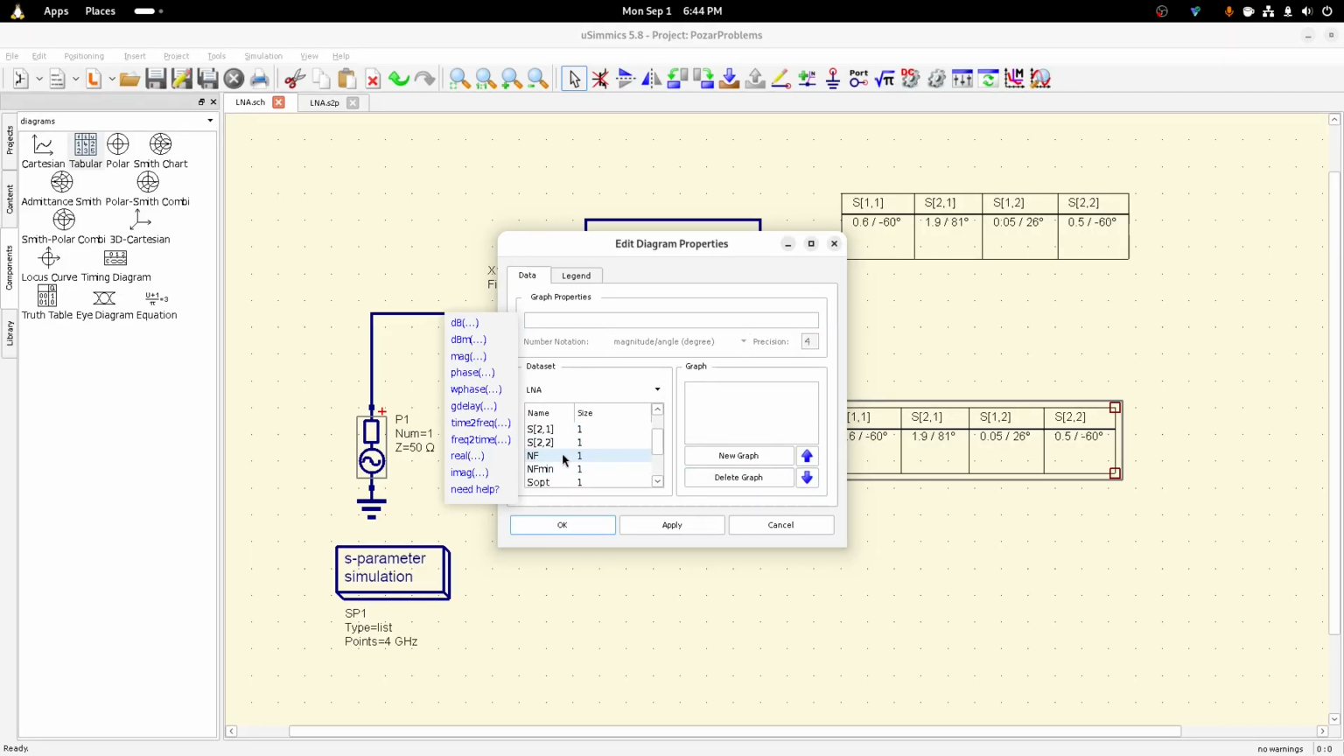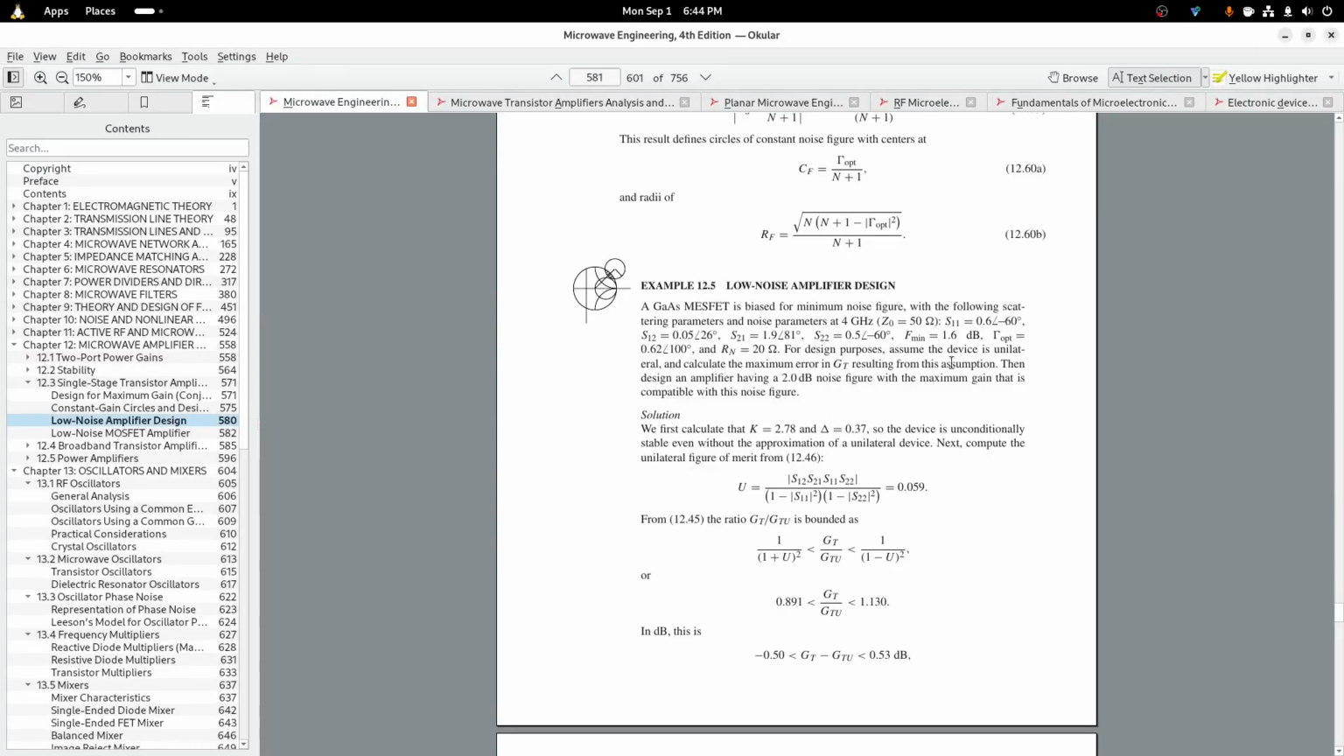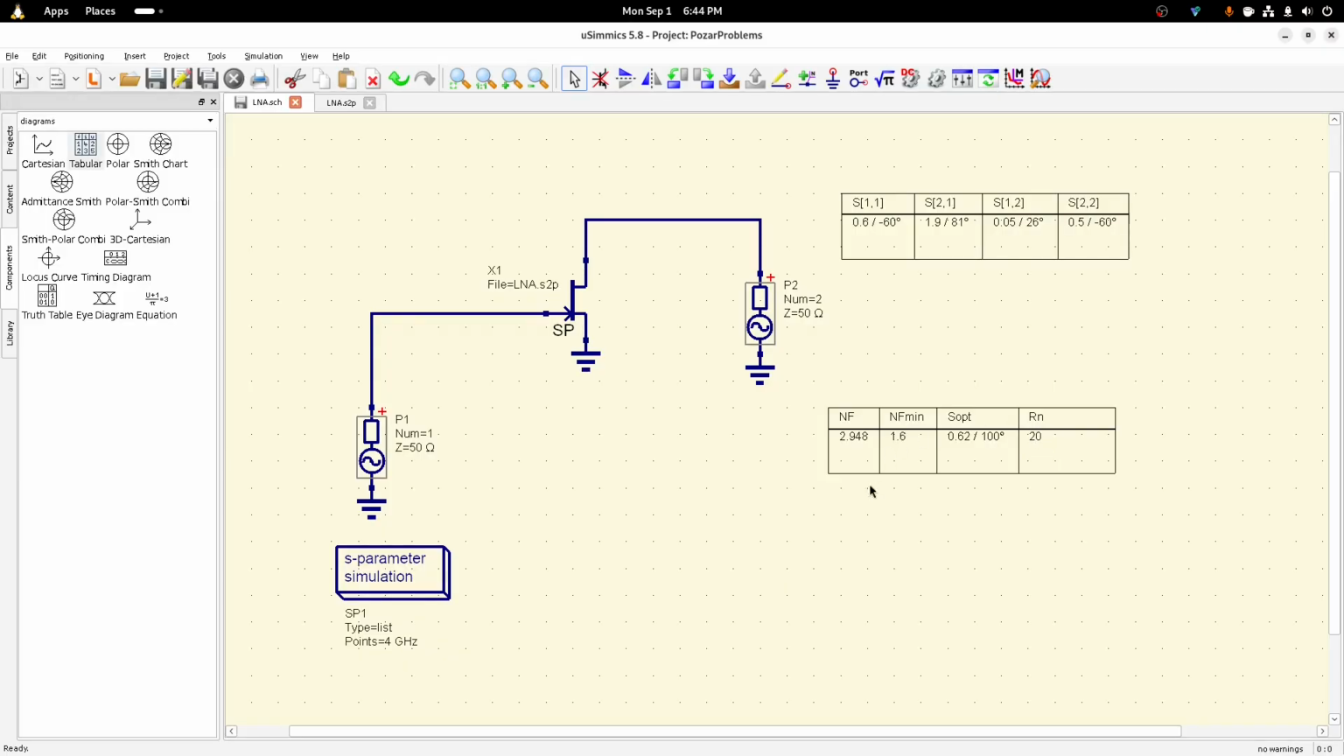Here we go. We've got the noise figure minimum, the S opt, which is the same thing as gamma, and then the noise. I can't remember what noise figure actually is. I think that's like the max or something. I'm not sure, but we have the F min is 1.6 dB. That's what that is, 0.6 at 100 degrees, and then Rn is 20.